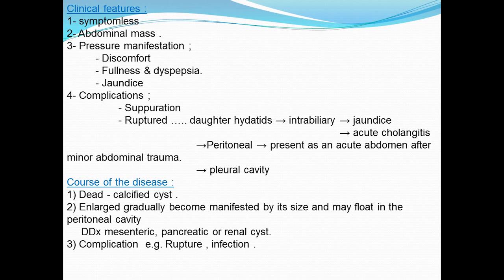Course of the disease: 1. Dead calcified cyst. 2. Enlarges gradually, becomes manifested by its size, and may float in the peritoneal cavity, and then the differential diagnosis there would be mesenteric, pancreatic, or renal cyst. Number 3 of the course of the disease: complication, for example, rupture of hydatid cyst or infection.